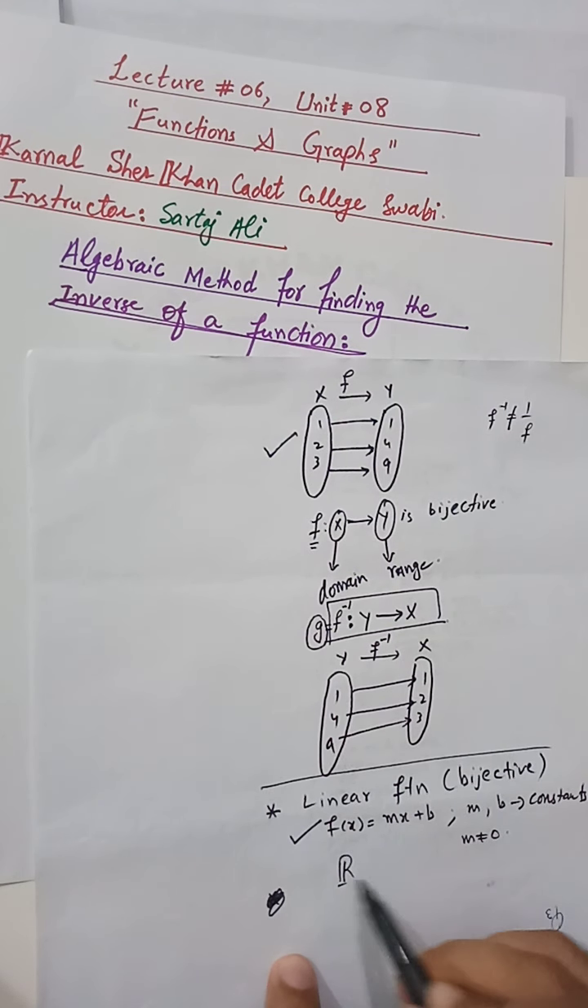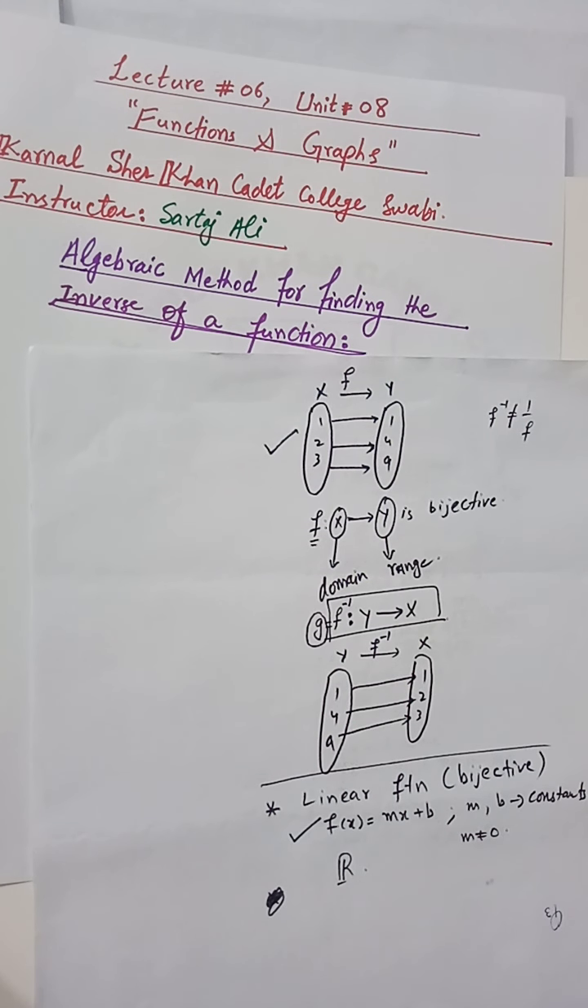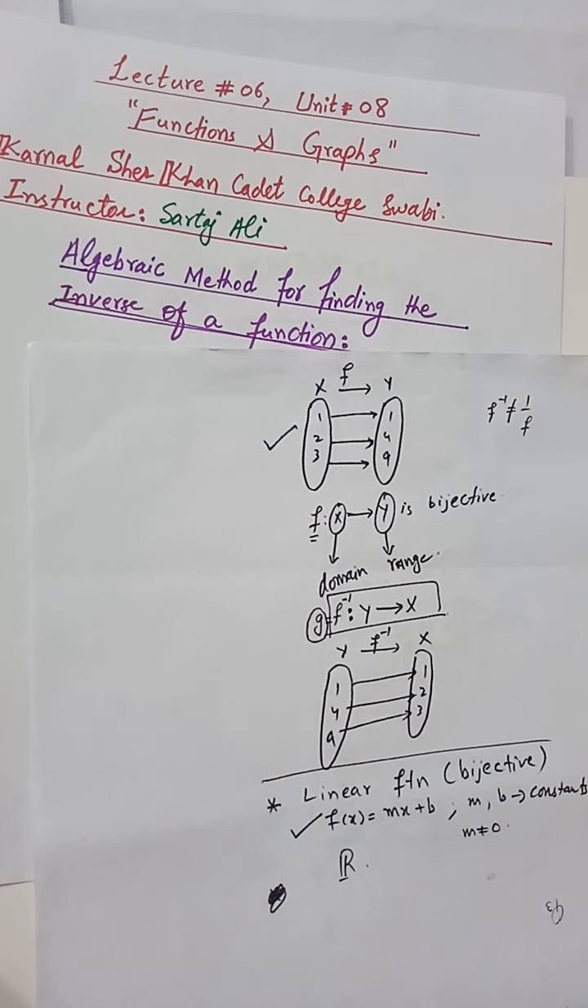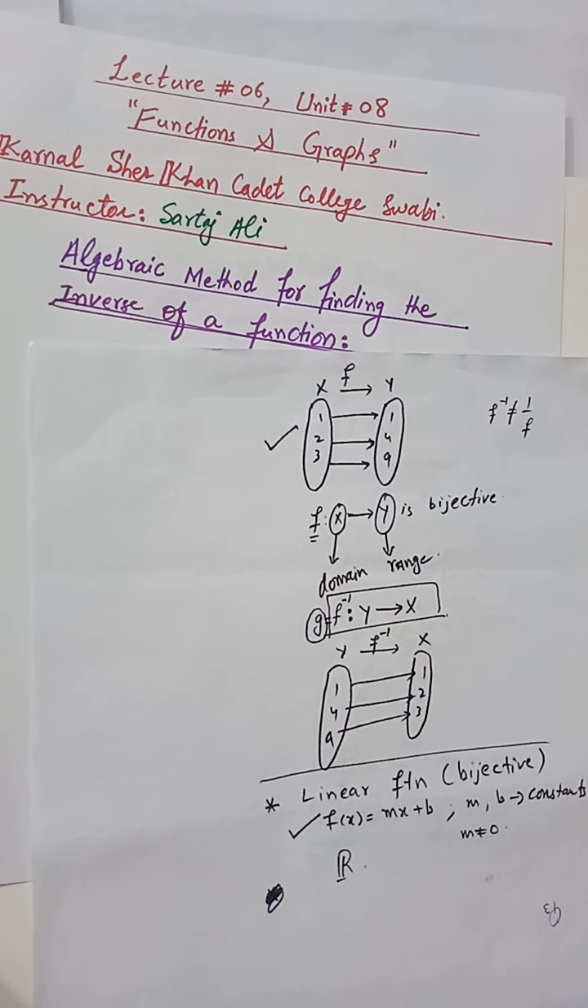The domain of the linear functions is the set of real numbers, and the domain of the quadratic functions is also the set of real numbers. But remember, the linear functions are bijective, because the graphs of the linear functions are straight lines. Now we are switching towards the method in which we will learn the procedure of how we can find the inverse of a function using the algebraic method.